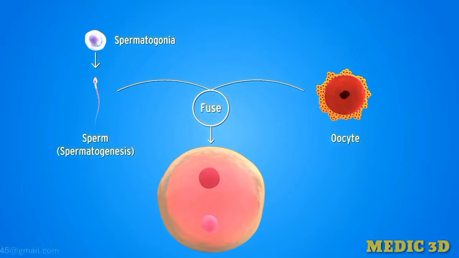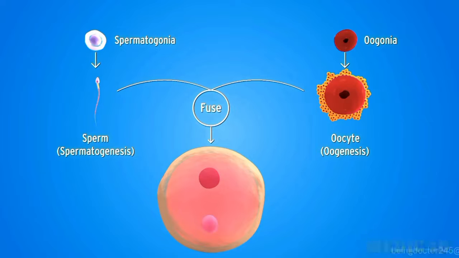Gametogenesis in females is called oogenesis. This is the development of the female sex cell or oogonia into a mature ovum in the female gonad, that is the ovary.